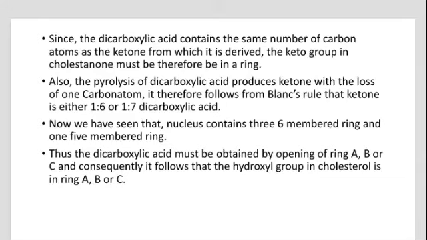Now, we have seen that the nucleus contains 3 six-membered rings and 1 five-membered ring. Thus, the dicarboxylic acid must be obtained by opening of ring A, B or C, and consequently it follows that the hydroxyl group in cholesterol is in ring A, B or C.